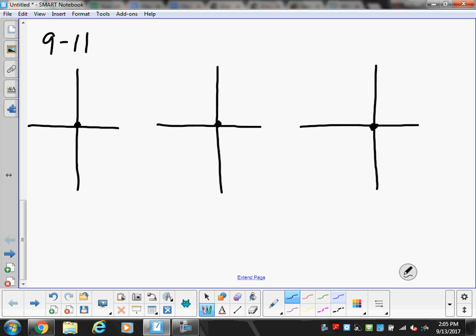So before we finish questions 9 through 11, I want y'all to turn your paper over to number 20 and answer number 20 really quick.